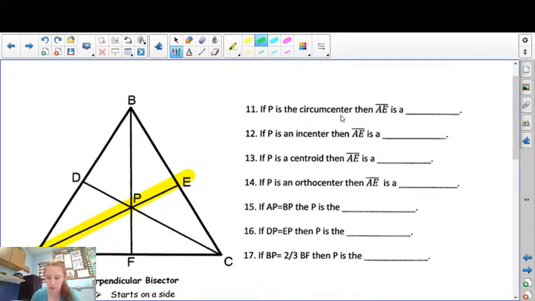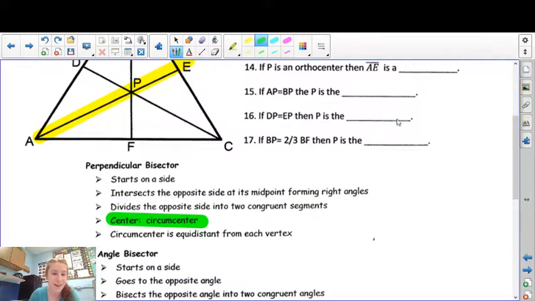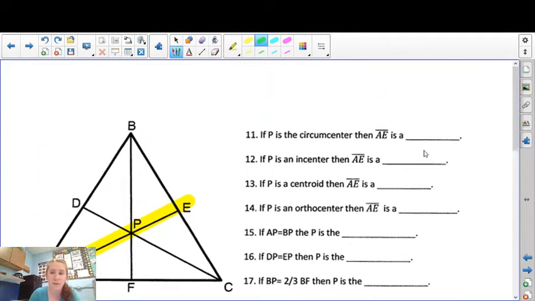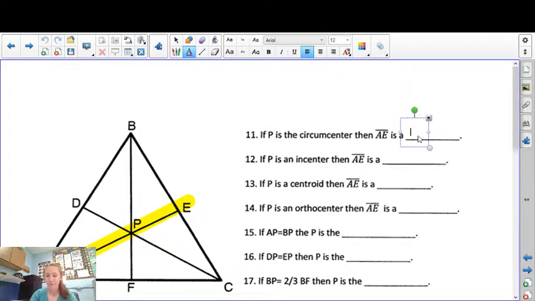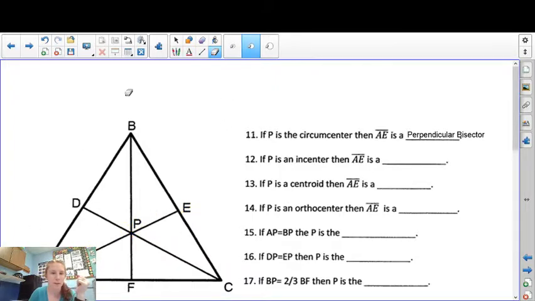If P is a circumcenter, then AC is, going backwards, it's going to be a perpendicular bisector. And I am going to type that one. All right, let's undo that highlight. Look at the next one.